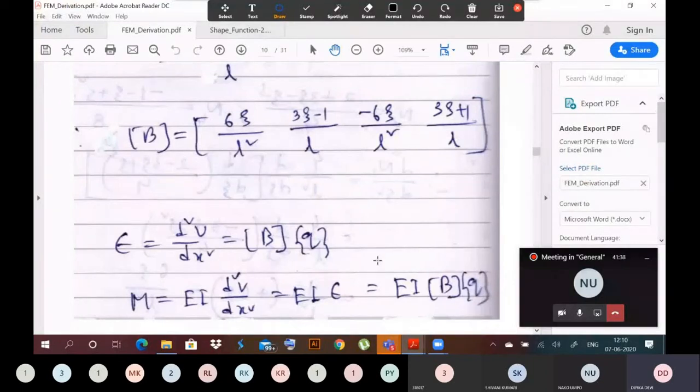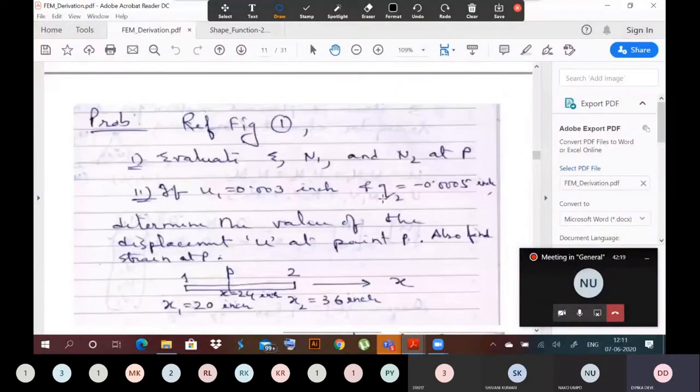Now here I have given one small problem just to understand how we get the values of N1, N2. Evaluate xi, N1 and N2 at P, and if U1 is equal to 0.03 inch and U2, it should be U2, not Q2, U1 and U2 I have used, is equal to minus 0.005 inch. Determine the value of the displacement U at the point P. Also find the strain at P.